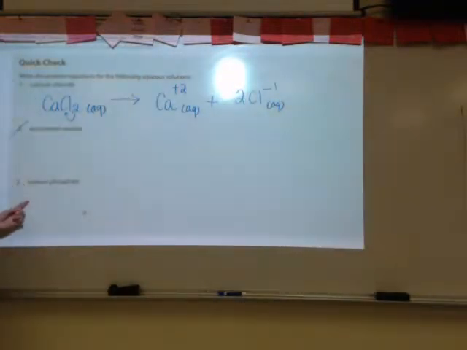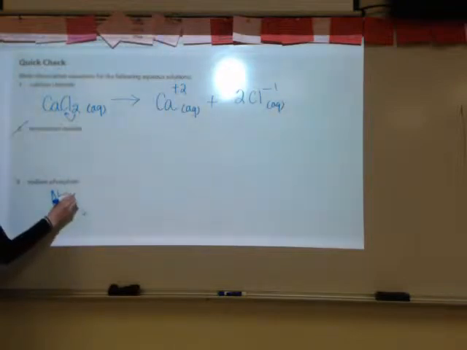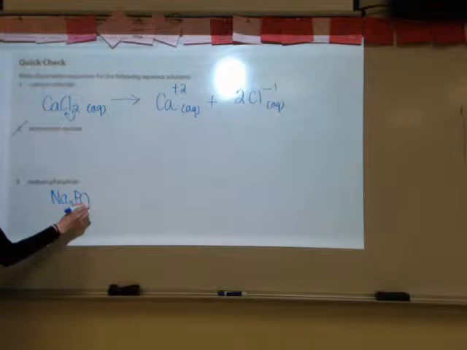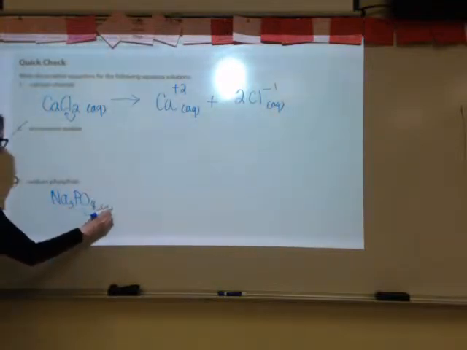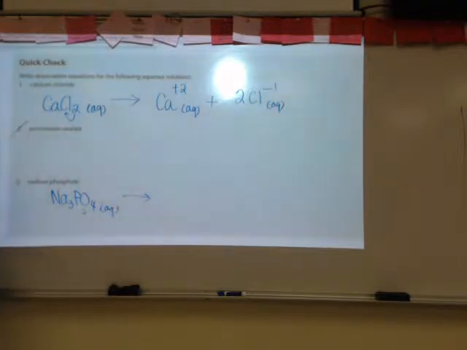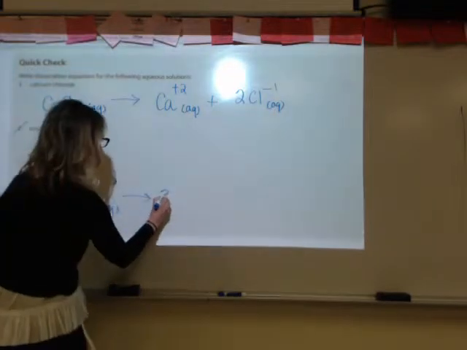We have sodium phosphate. What's the chemical formula for sodium phosphate? PO4. Good job. It's been a while. So this is sodium phosphate. If I'm going to write the ions on the product side, how many sodium ions do I have? Yeah, you have 3.